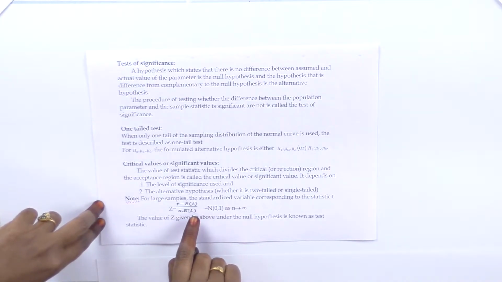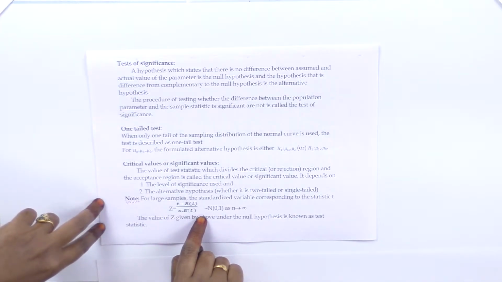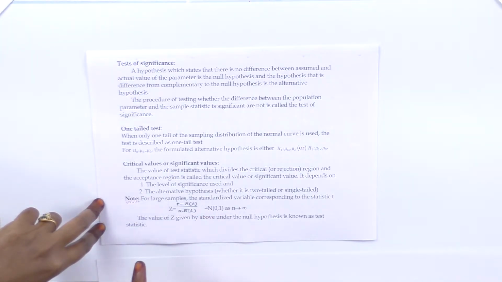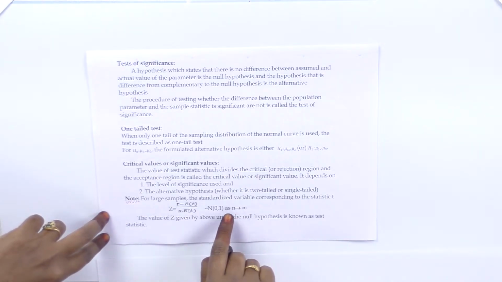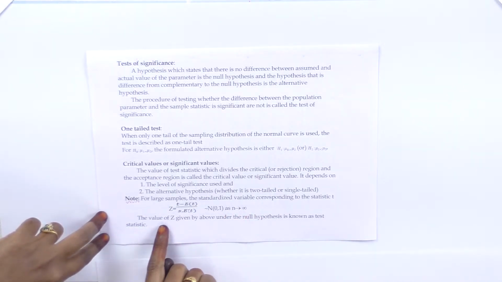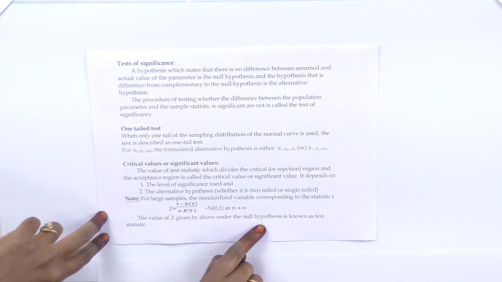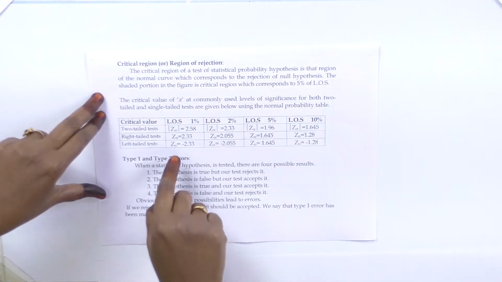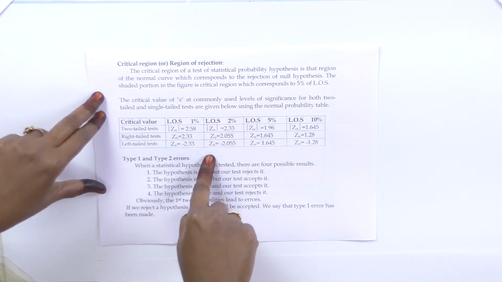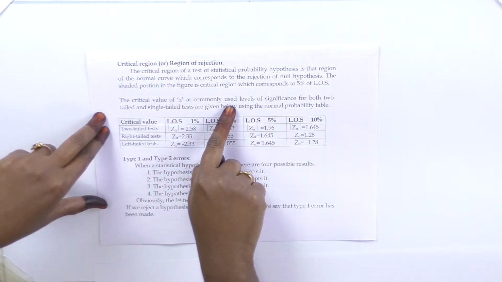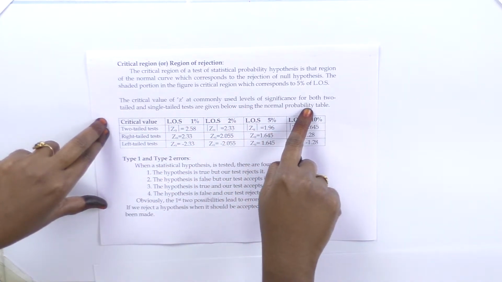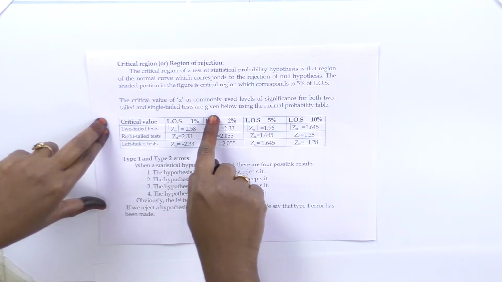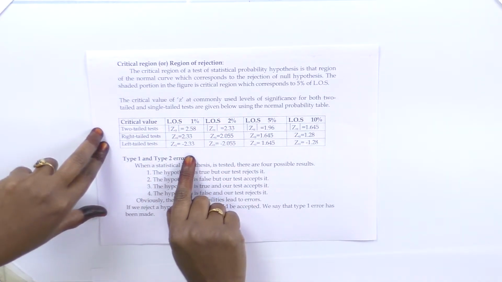Under the large sample test we are going to use the normal table or normal curve, with respect to mean and standard deviation, as n tends to infinity. The value of Z given above under the null hypothesis is known as the test statistic. For the large sample test we have the following normal table values. The critical values of Z at commonly used levels of significance, for both two-tail and single-tail tests, are given below using this normal probability table.